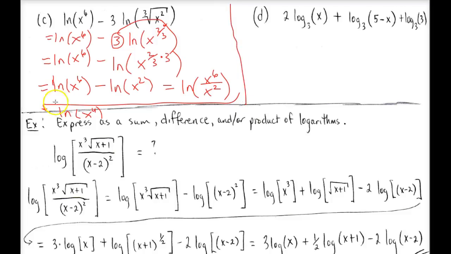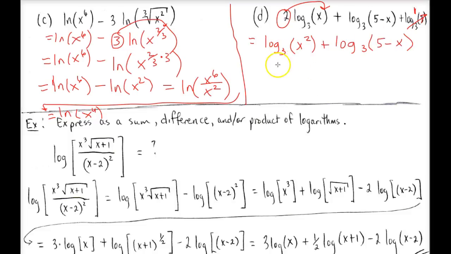Okay, so here for D, the first thing that we're going to do is take this 2 and put it back as an exponent here. And we also notice that log base 3 of 3, since the base and what's on the inside is the same, that's going to equal 1. So this will be log base 3 of x squared plus log base 3 of 5 minus x.